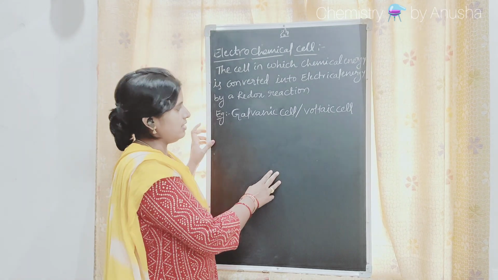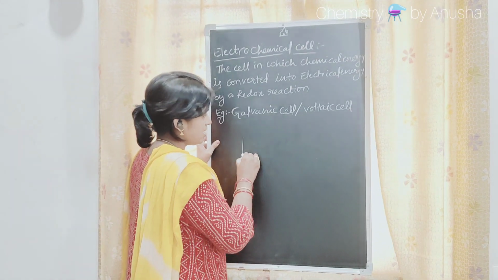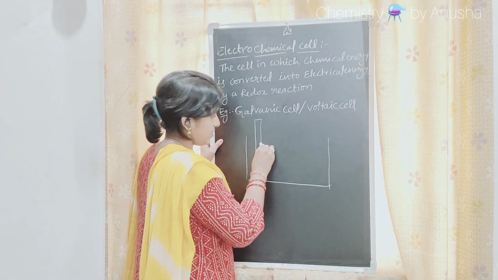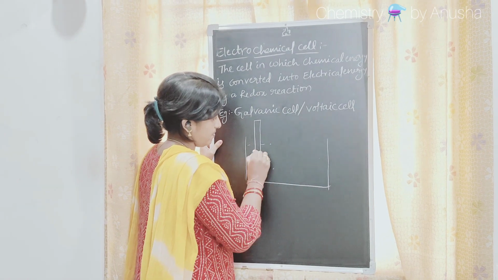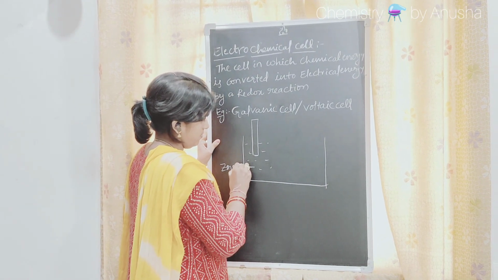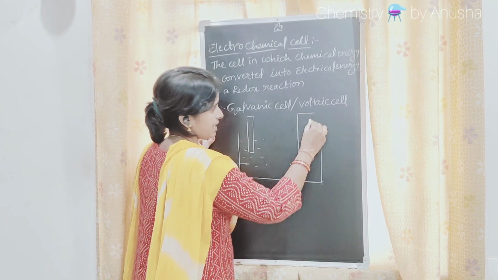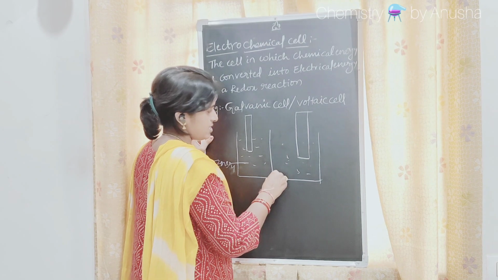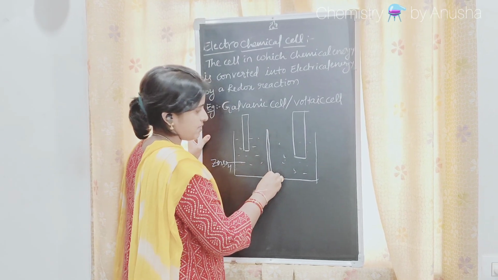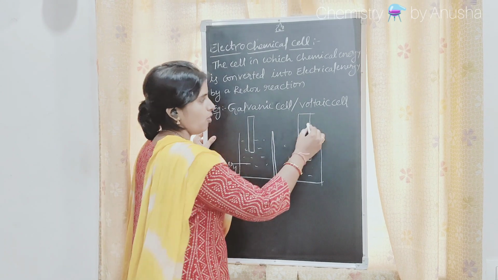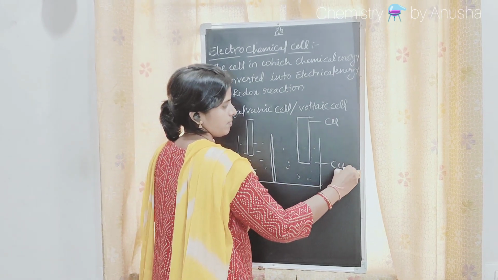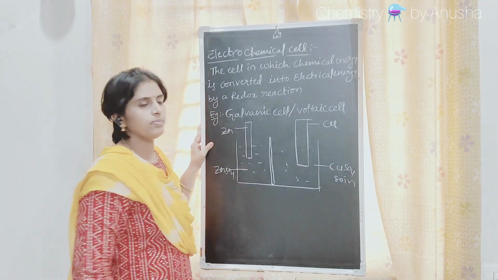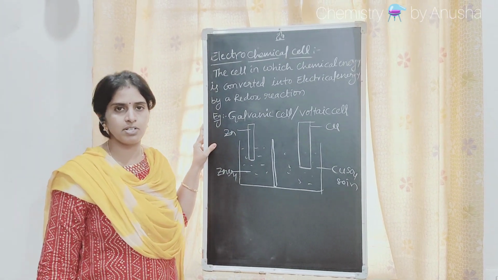This galvanic cell is constructed by taking a zinc metal rod placed in zinc sulfate solution, as well as a copper rod placed in copper sulfate solution. Both the half cells are separated with either a semi-permeable membrane or a salt bridge.